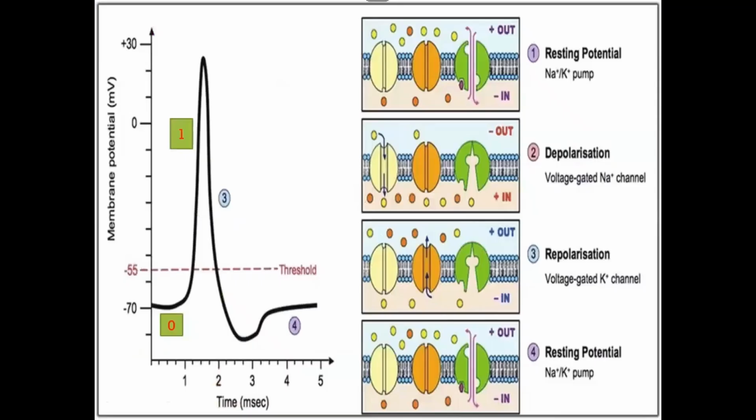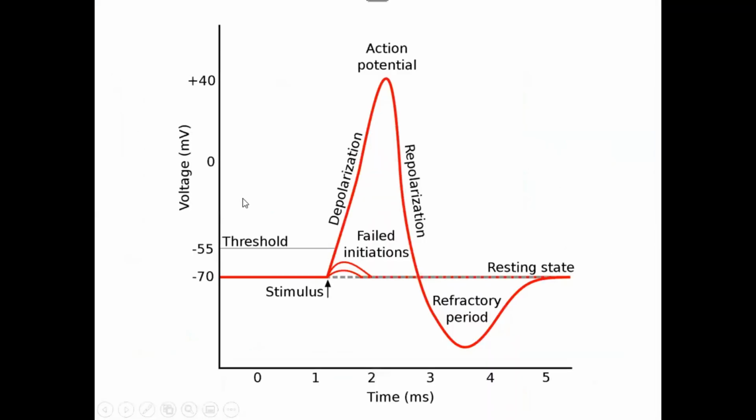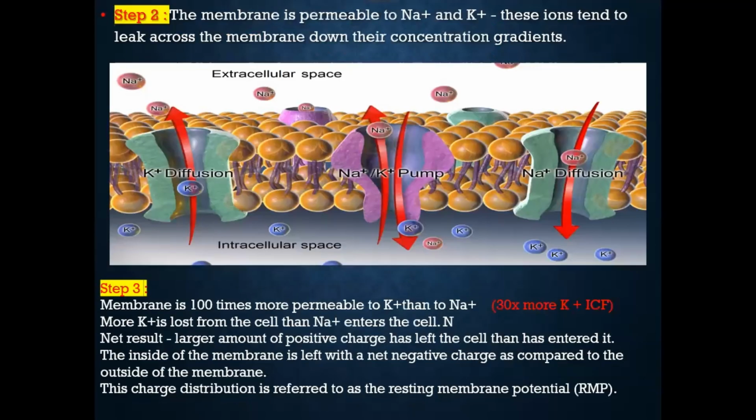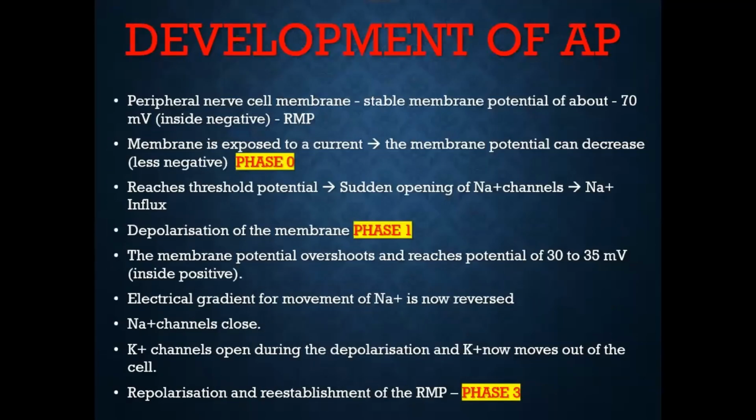Okay, next, after we have the resting membrane potential. If you look at a graph, this is your resting membrane potential, negative 70. This is the place where a nerve is at rest, nothing is happening. Now we have a stimulus. As I mentioned in an example just now, you suddenly touch hot coffee. That is the development of an action potential starting from the resting membrane potential. The peripheral nerve membrane has a stable membrane potential of negative 70.